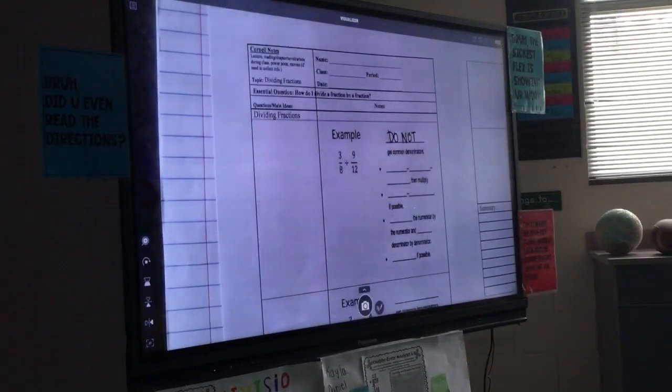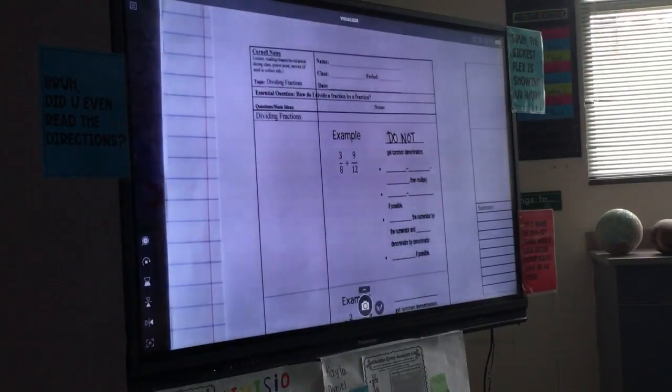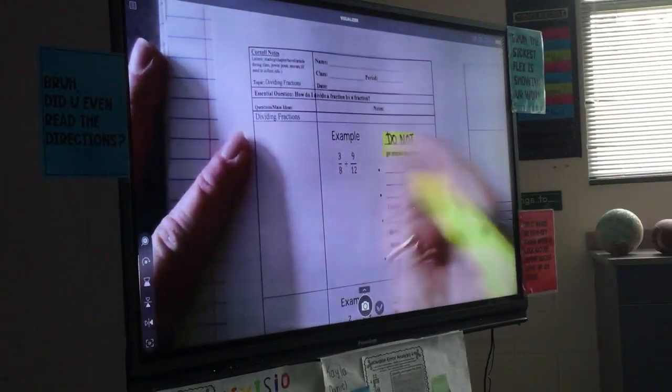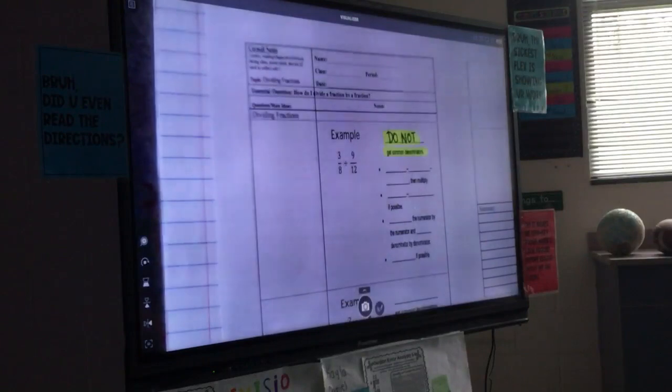All right, we do not get common denominators. This is very important for you guys to realize that when you are dividing fractions, the denominators do not have to be the same.